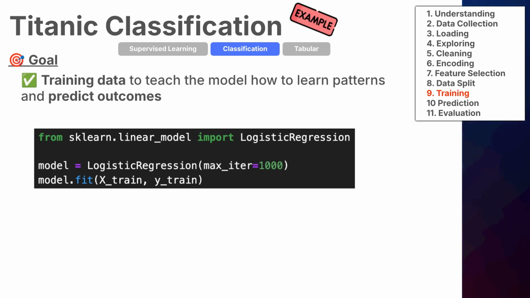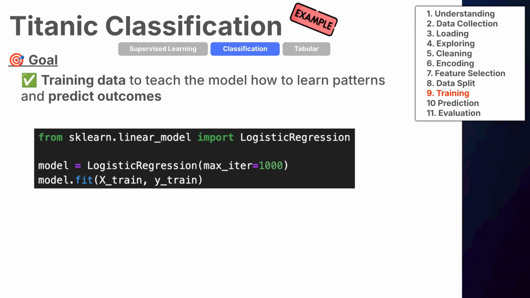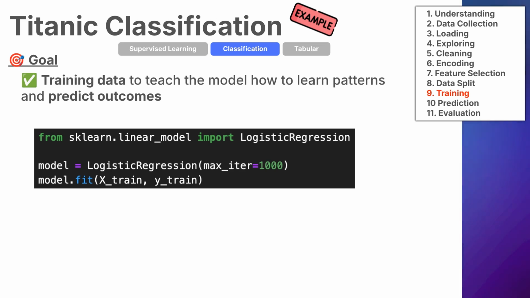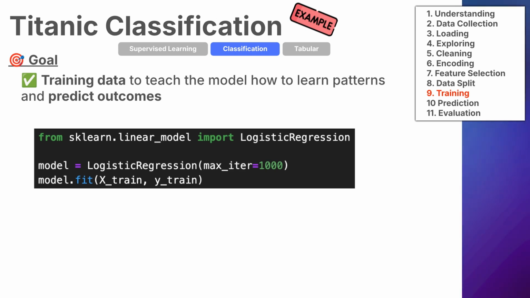Next, create an instance of the logistic regression model. Max iterations 1000 sets the maximum number of iterations for the solver to converge, useful if the default 100 is too low for convergence. Then train the model using the fit method and the training data. The model learns the relationships between the features and the survived label. At this point, the model has been trained and is ready to make predictions on unseen data.